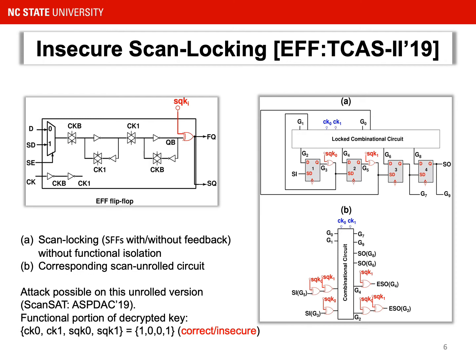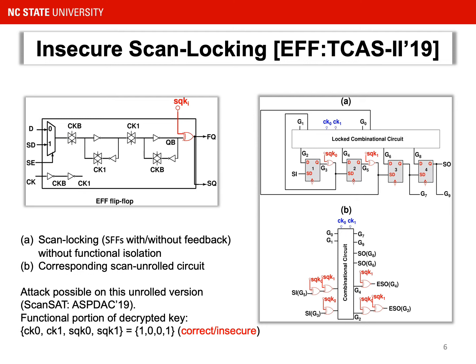The figure on the right has two subfigures, A and B. Subfigure A shows a sequential circuit with a single scan chain. The combinational logic is locked using two key bits, CK0 and CK1. There are 4 flip-flops, 1, 2, 3 and 4. Scan flip-flops 1 and 2 have feedback, while scan flip-flops 3 and 4 do not have feedback. In the EFF technique, there is no restriction about feedback. Hence, without loss of generality, let's assume scan flip-flops 1 and 2 are locked. All key bits CK0, CK1, SQK0 and SQK1 contribute to the functional operation in the EFF technique.